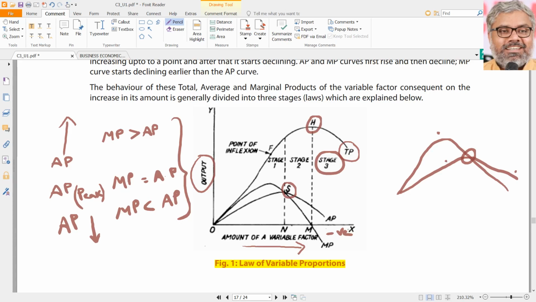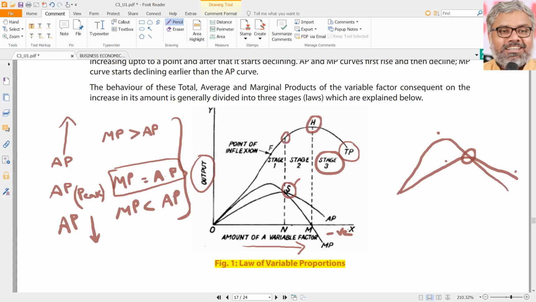Now, stage 2. What is stage 2? Here, stage 2 starts at a point where the average product is at its maximum, that is S. This is the point where the average product is at its maximum, or we can even say marginal product and average product are equal. Both have become equal, where the average product is at its peak. That is when stage 2 starts or stage 1 ends.